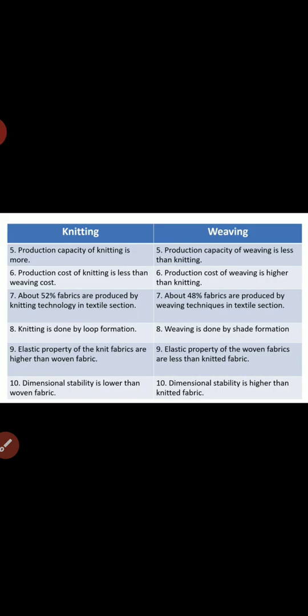About 52% of fabrics are produced by knitting technology in the textile sector, but about 48% of fabrics are produced by weaving techniques. Knitting is done by loop formation, while weaving is done by shed formation. The elastic property of knit fabrics is higher than woven fabrics, while the elastic property of woven fabrics is less than knitted fabric. Elastic property means this kind of cloth has elasticity in it. Dimensional stability is lower in knitted fabric than woven fabric, while dimensional stability is higher in woven fabric than knitted fabric.